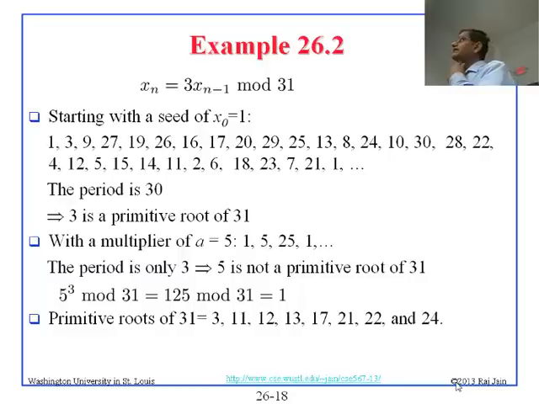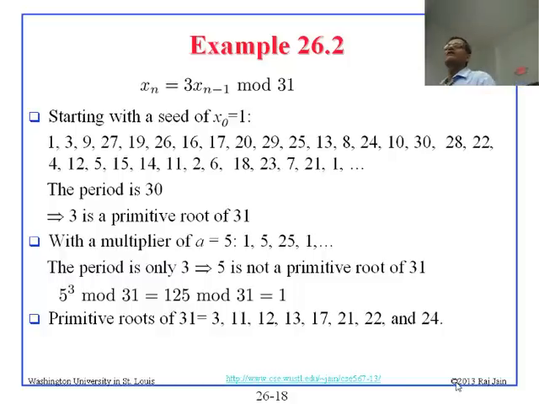So let's try 3. We try 3 and start with 1. We go all the way here, and you get 1 again here. Okay? So this is good. Period is 30. Sorry, period is 30, not 31, because 31 is the m. So if this happens, then you know that 3 is a primitive root of 31.